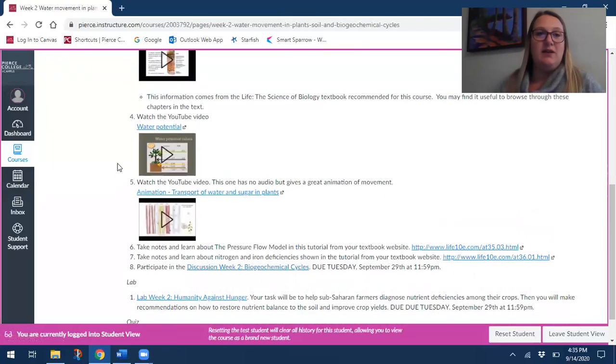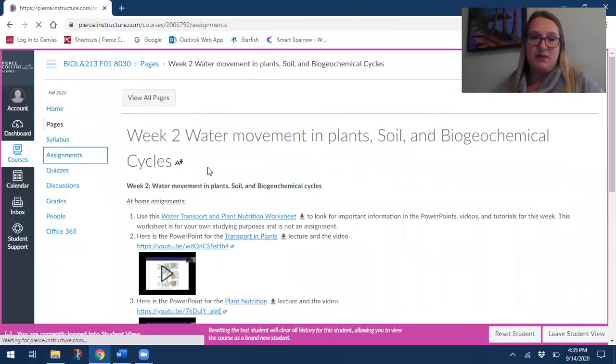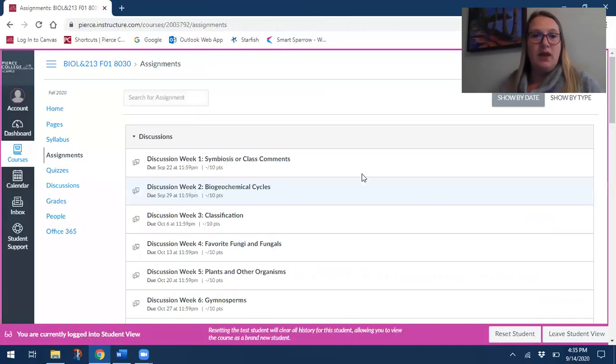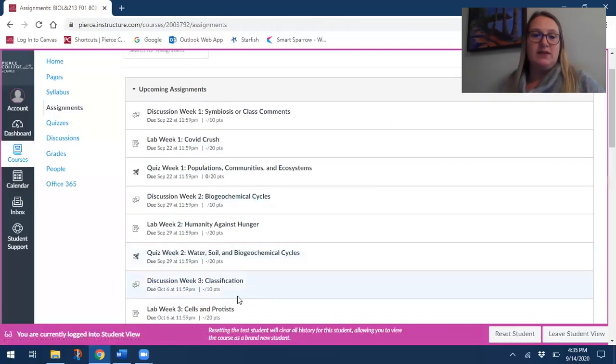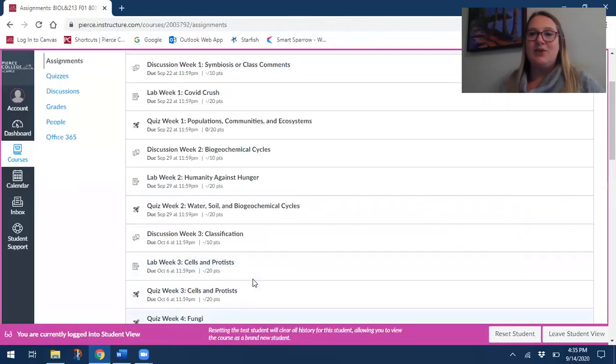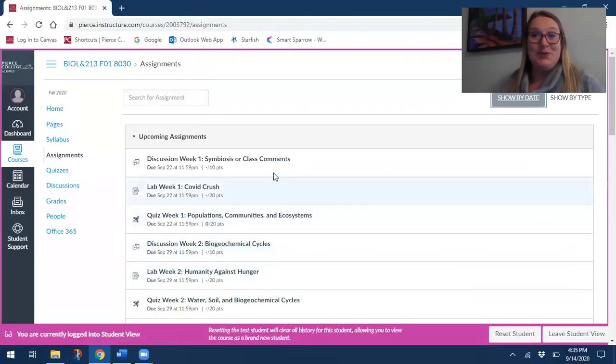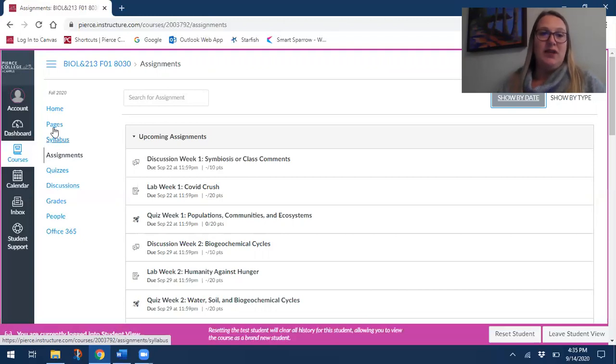So every single week, you'll notice that if you click on the assignments button, and we show it by date, you can see discussion, lab, quiz, discussion, lab, quiz, discussion, lab, quiz. Everything's on there, and it's the same every week, so you know exactly what to expect and you know what you need to do for that. You can also get to your quizzes and your discussions on the side over here too, really easily though, through your assignments button on the left.